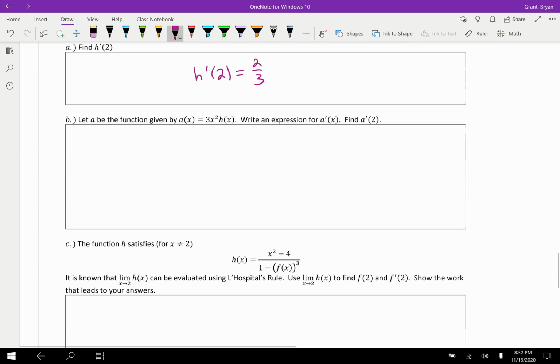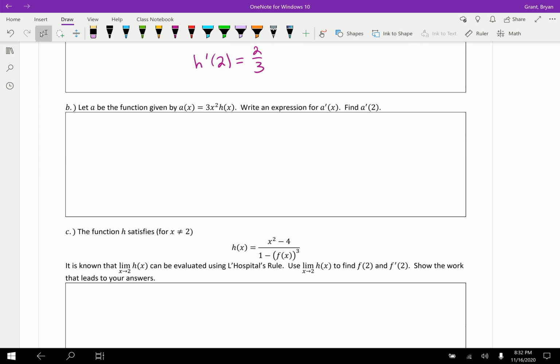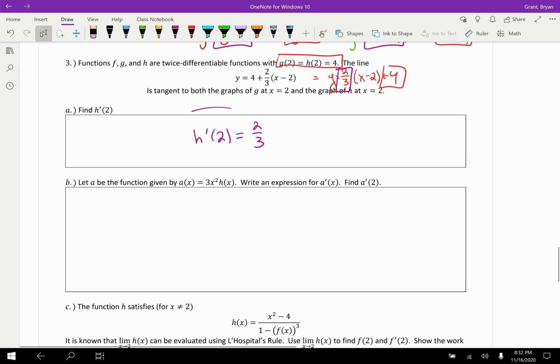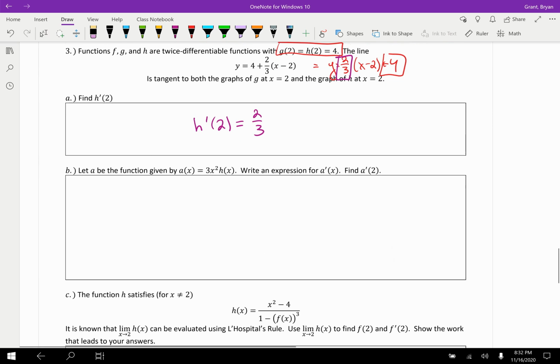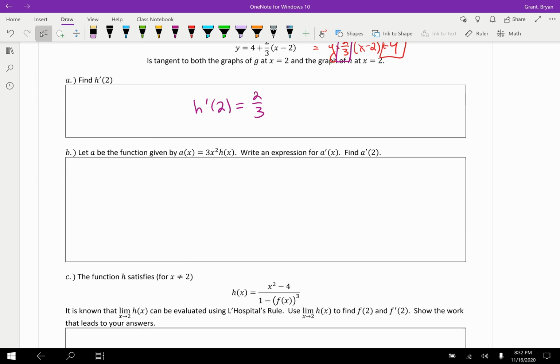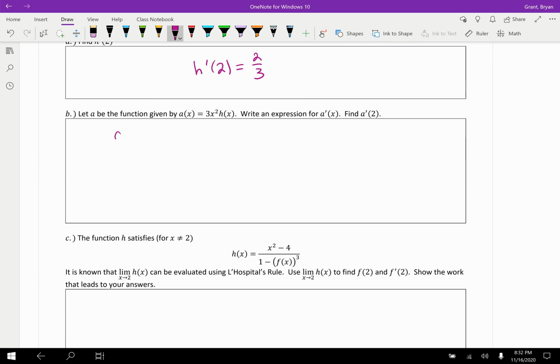Cool. Part B. Let a be that function, find an expression for a prime, and then a prime of 2. So first problem was worth 1 point. This problem is actually worth 3 points, which I thought was a lot for just doing a product rule and then plugging something in, but 3 points. It was 2 points for the product rule. So we have a prime of x, derivative of the first is 6x, keep the second the same, keep the first the same, and then the derivative of the second.